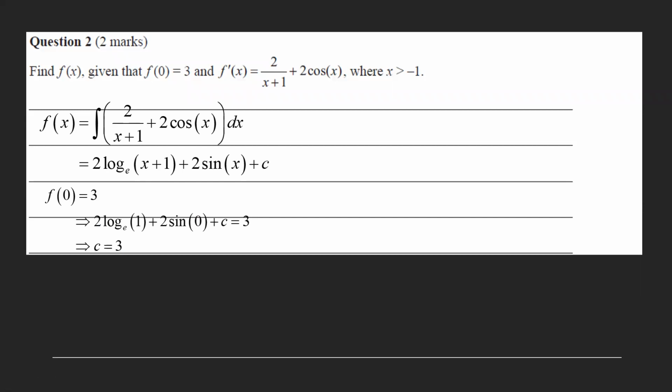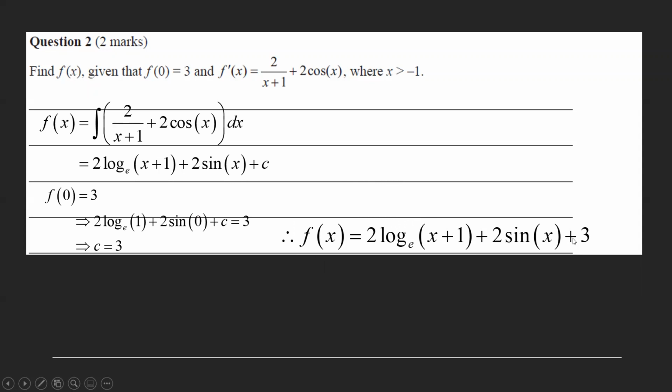Many students up until this point will be like, oh, hooray, very easy. Okay, no. You need to state your f of x, okay? Examiners, they will be hammering incomplete answers. So you have to state your rule of f of x, 2 log e of x plus 1 plus 2 sine x plus 3, okay?